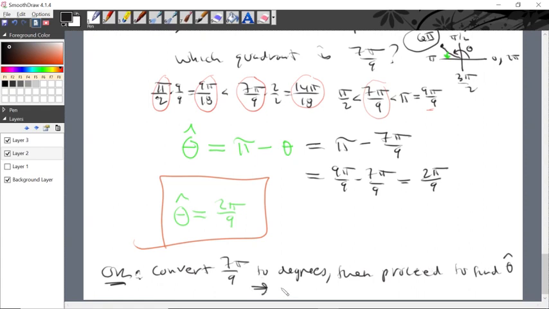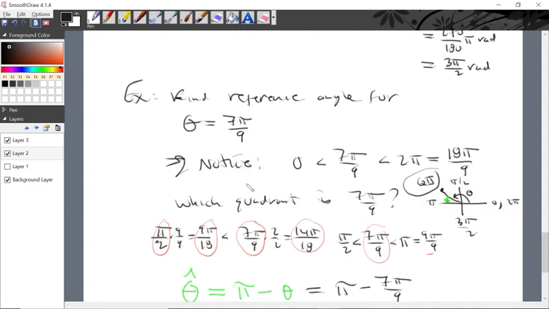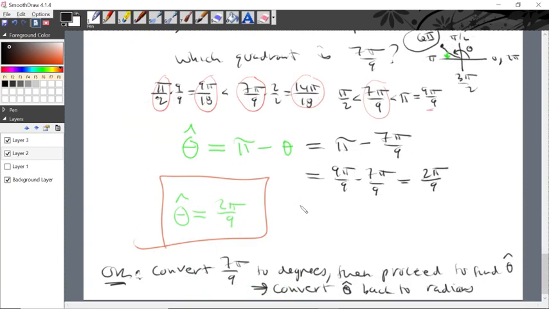But note, we're going to have to convert theta hat back to radians if we choose to do it that way, because the answer is expected here to be in radians. Even if you do the problem using degrees, we started with an angle in radians, so we're going to want to get back an angle in radians as well.